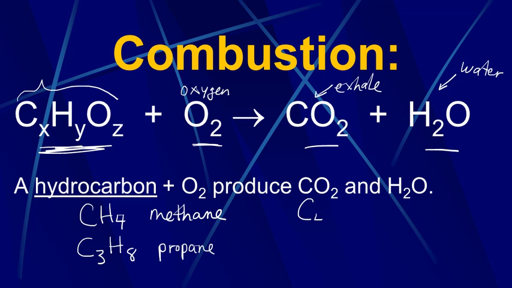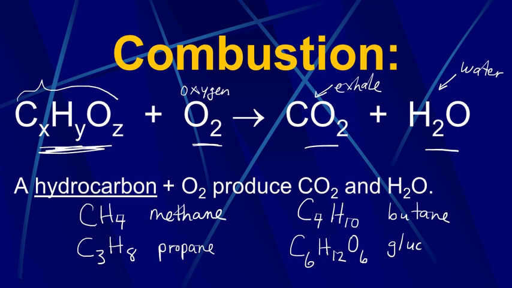Here's another one that's very common. C4H10 is called butane. And so a lot of small lighters, like people use to light a fire, a barbecue, or like a small personal lighter, those have butane in them. These are all hydrocarbons. Here's another common hydrocarbon, C6H12O6. That's called glucose. And if you've studied biology, you probably know all about glucose. So those are just some common hydrocarbons. There are lots and lots of them.